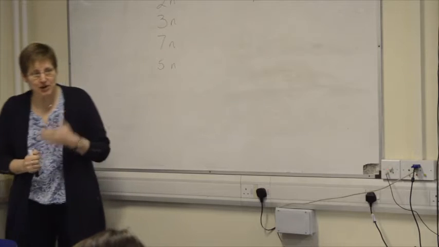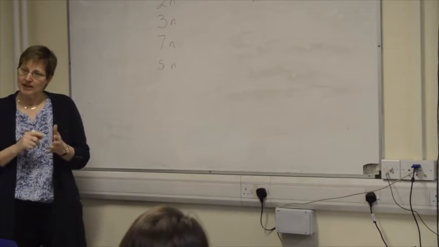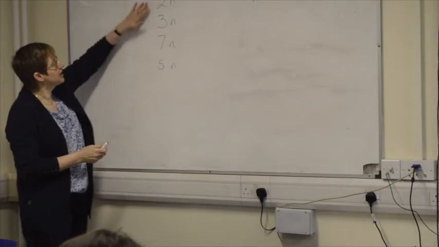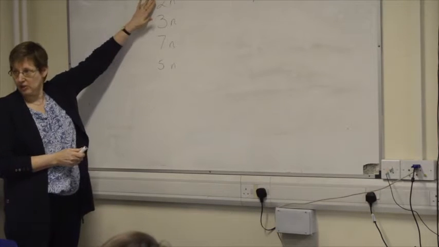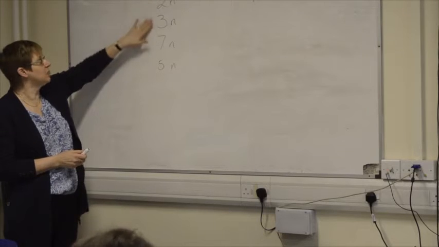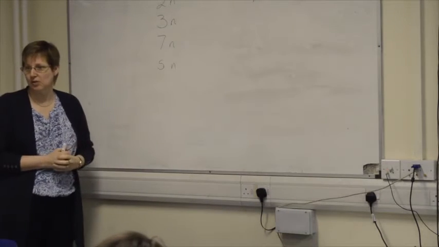So we're going to carry on from where we got to at the end of last lesson, and we were looking at sequences, and we had pattern sequences, and then we moved on to number sequences. And we ended last lesson by looking at 2n, 3n, 7n and 5n. Casper, can you remember what they were? Another way of saying what 2n, 3n, 7n and 5n were?